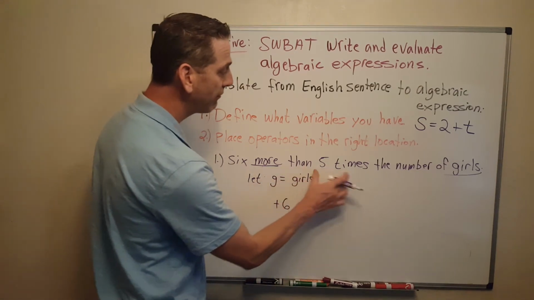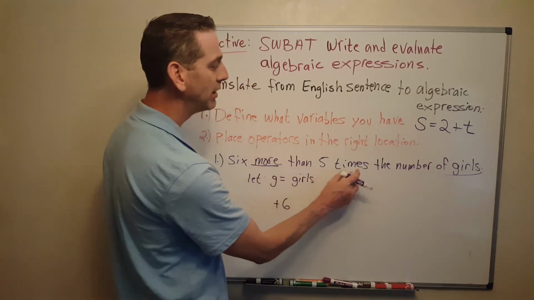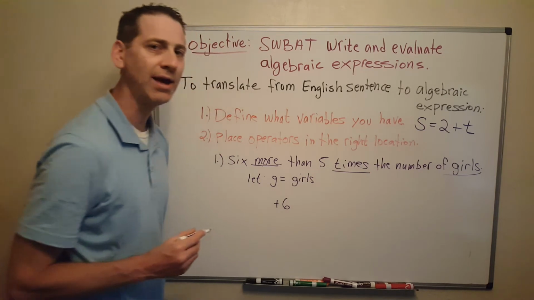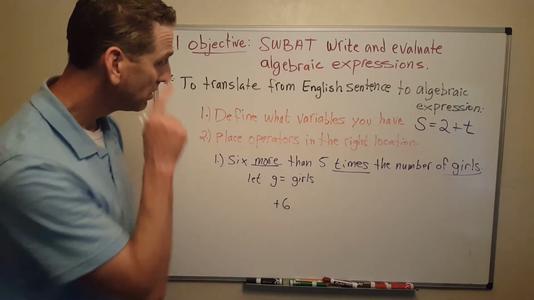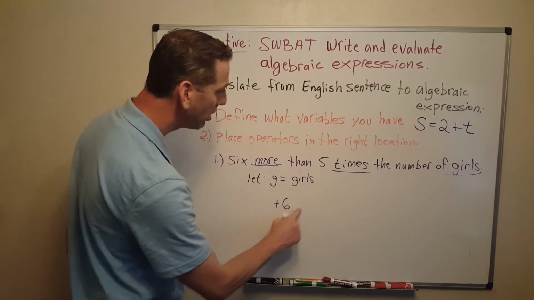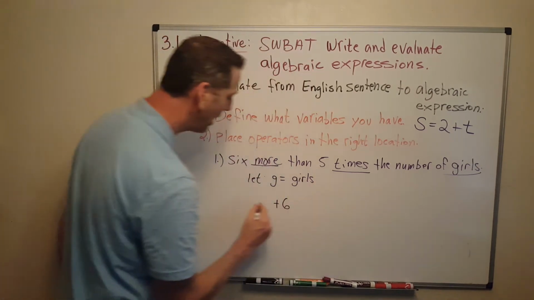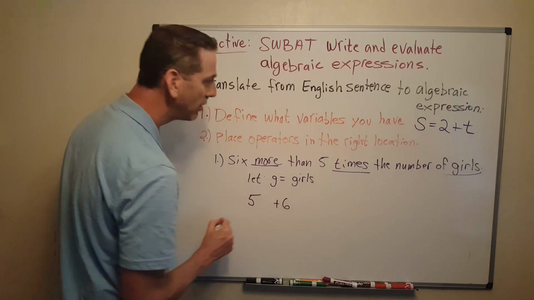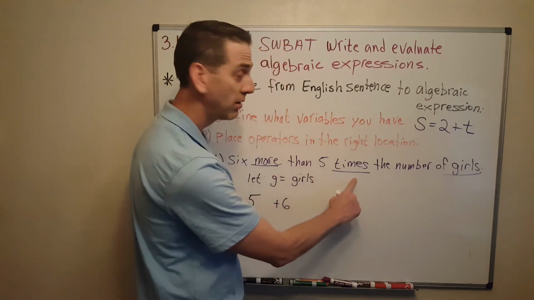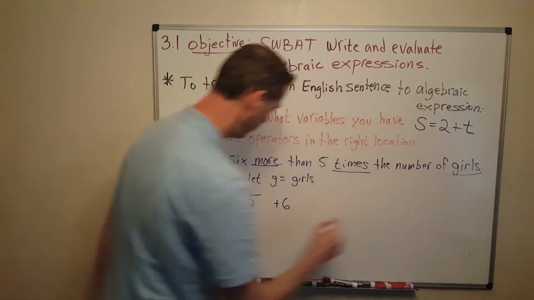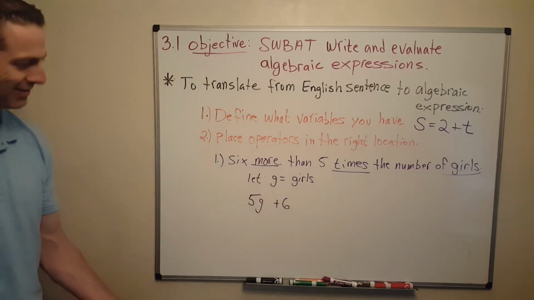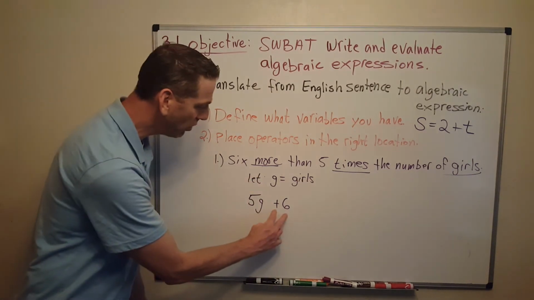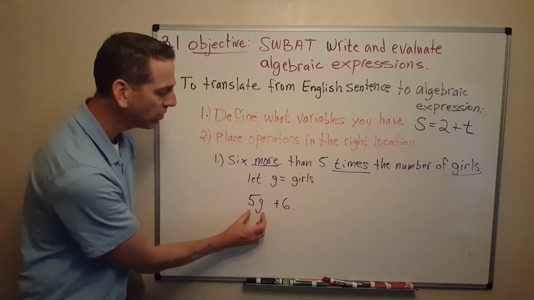6 more than 5 times. Times, what does that mean? That means multiplication. So I have 6 more than 5 times what? The number of girls. There it is: 6 more than 5 times the number of girls.